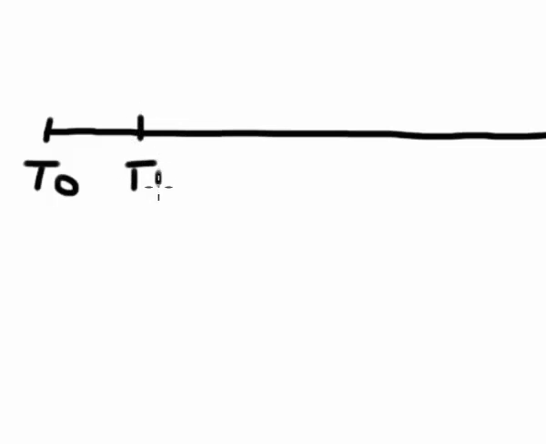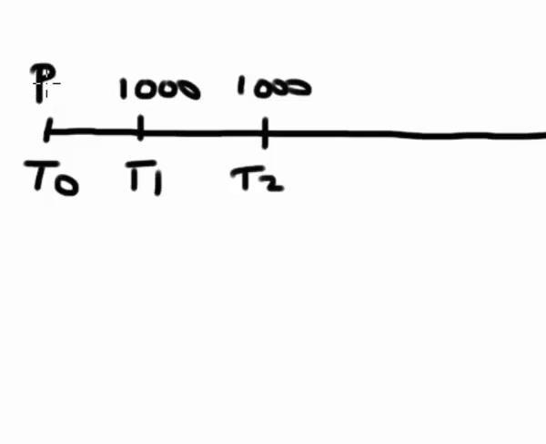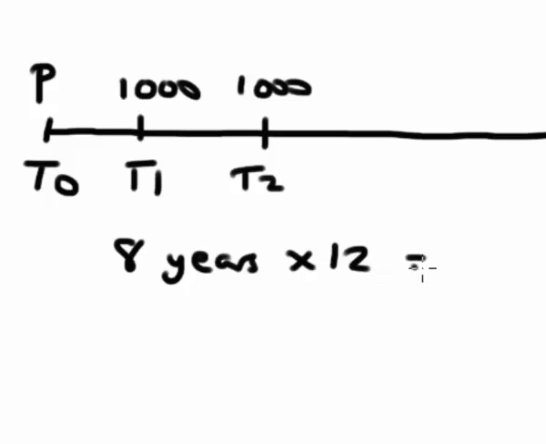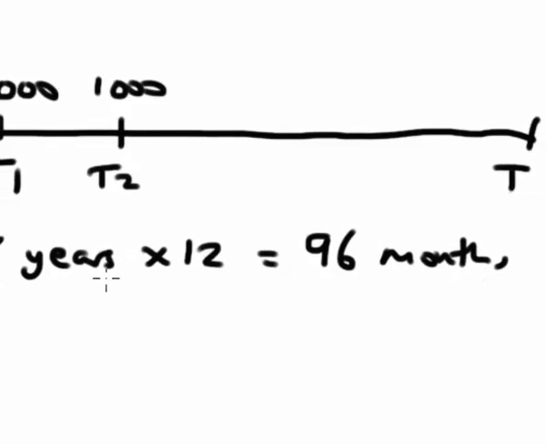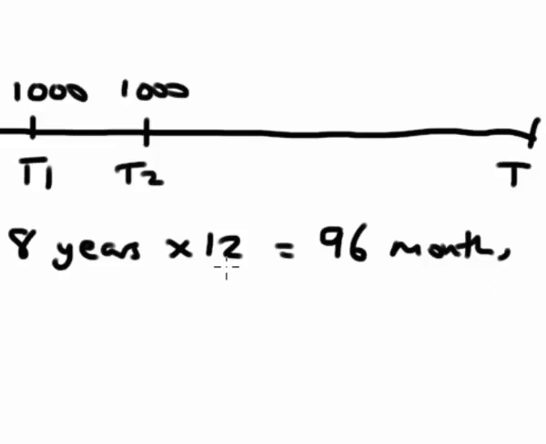Okay, so let's have a look at the timeline. If you look at this, there's T0. Then 1 month later, R1,000 is paid in. A month later, another R1,000 is paid in. This is your loan, your present value. And this goes on for a period of 8 years. Now, how many months are there in 8 years? You guessed, 96 months. So if you look at this, 8 years is made up of 96 months.